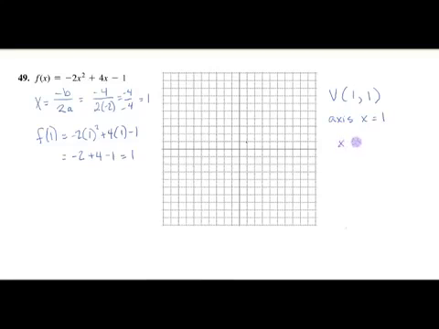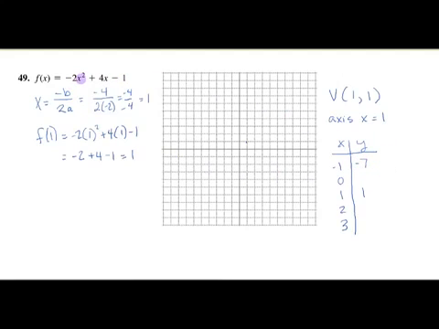And let's make a t-table so we can graph. We'll put the vertex here in the middle of the table, and we'll go a couple of points on either side of that vertex. Let's go with a negative 1. A negative 1 squared is a positive 1 times negative 2 is negative 2. That'll be a minus 4, so negative 6 minus 1 is negative 7.